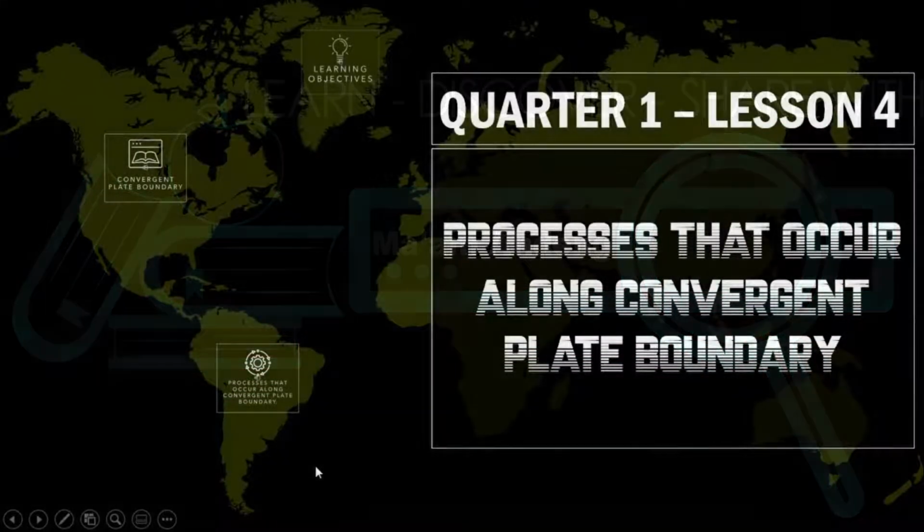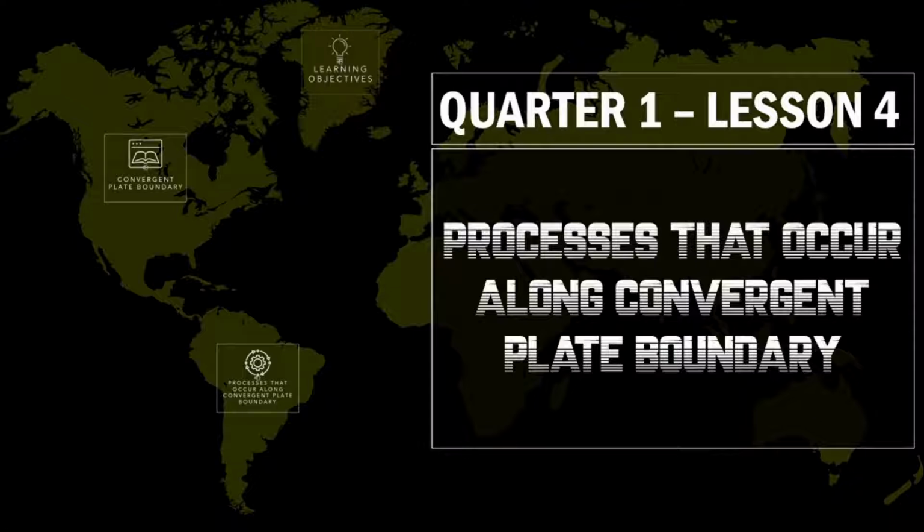In the previous lesson, you learned about the different types of plate boundaries and the determination of their locations across the continents. This time, you will learn the different processes and geologic features along plate boundaries that slowly shape the Earth's surface and give rise to mountain ranges, volcanoes, earthquake belts, and other geologic features, for you to explain the processes that occur along convergent plate boundaries.